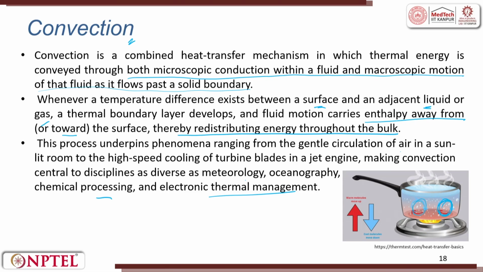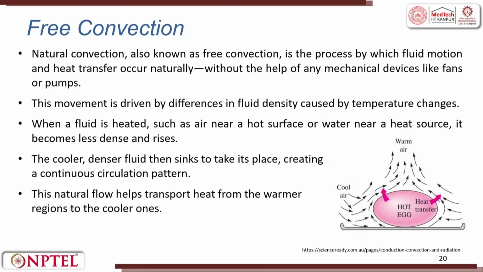As we were saying, it is very much used in meteorology and oceanography. So, here we will see free convection. Natural convection is also known as free convection. It is the process by which fluid motion and heat transfer occur naturally. I boil an egg and keep it in the free atmosphere. Without any help, there is a transfer of heat. Without the help of any mechanical device, fan or pump, the heat gets transferred. The cold air comes in. So, this is a hot egg.